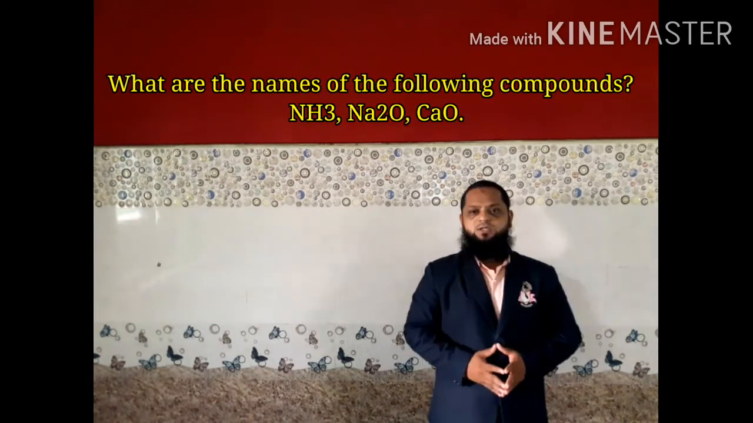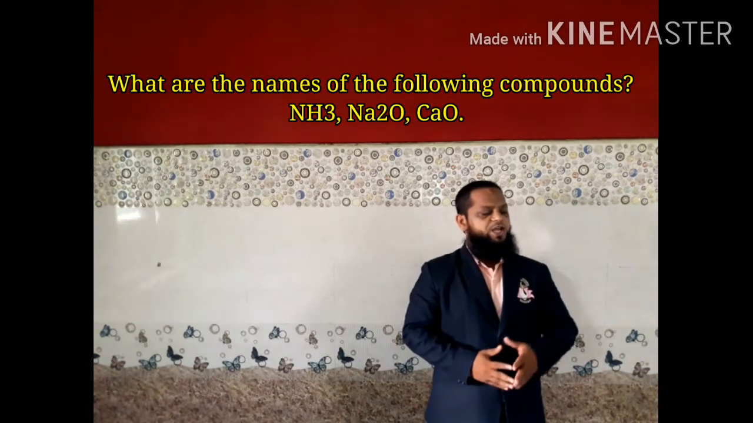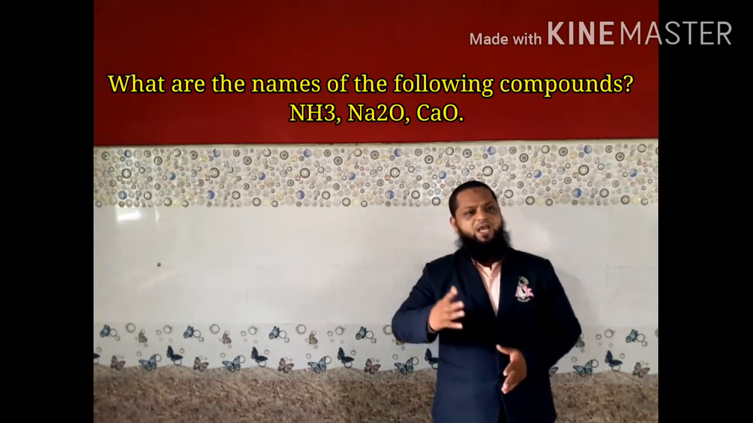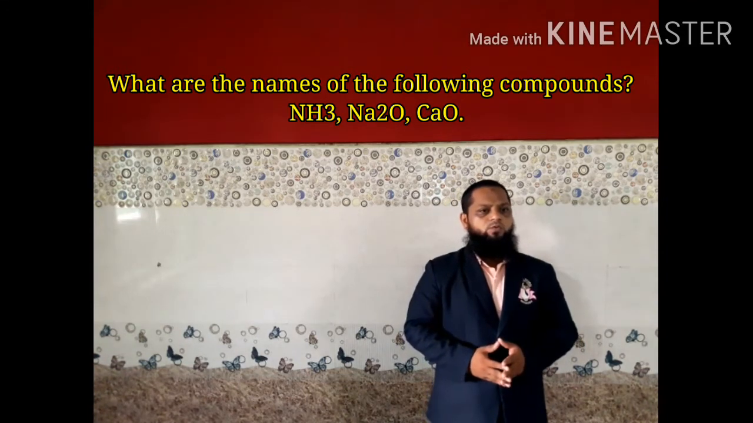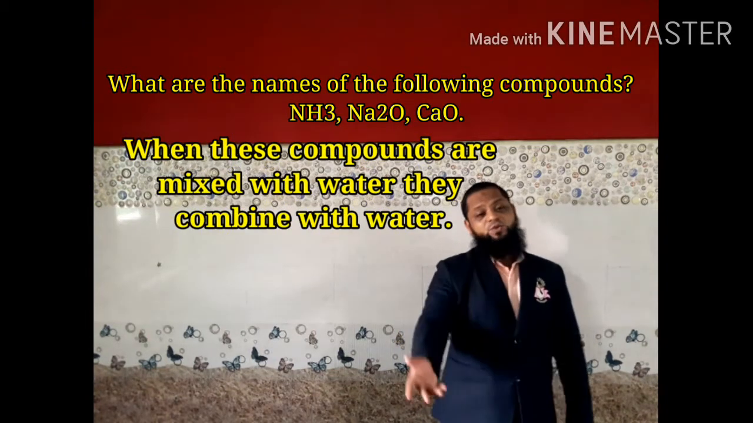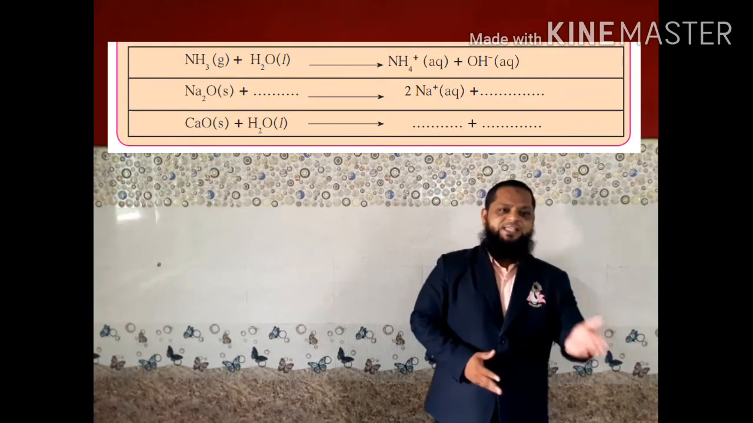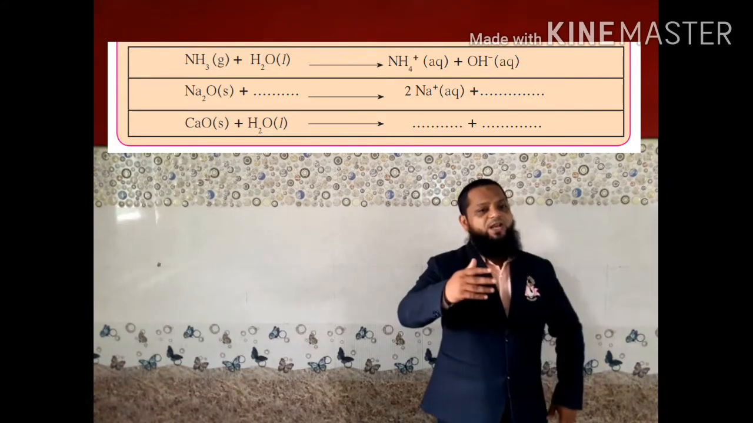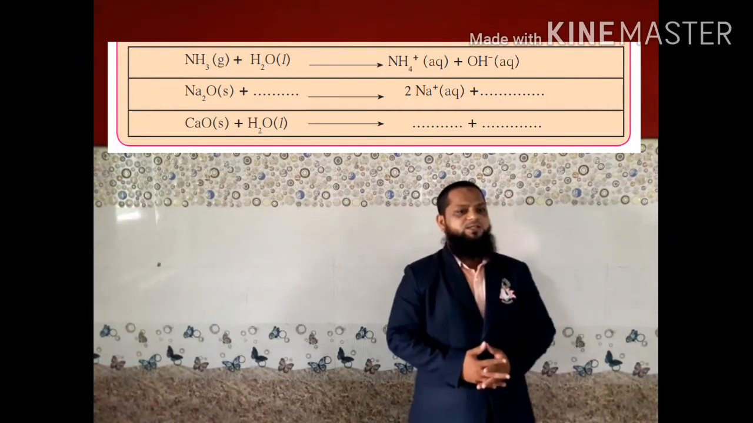Use your brain power and try to find out the answers. What are the names of NH3, Na2O, CaO? When these compounds are mixed with water, they combine with water. Complete the following table by writing the ions formed by their combination with water.